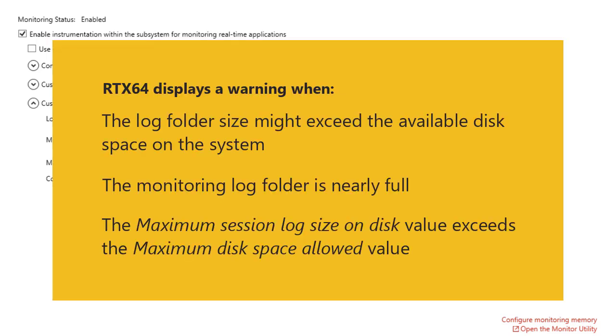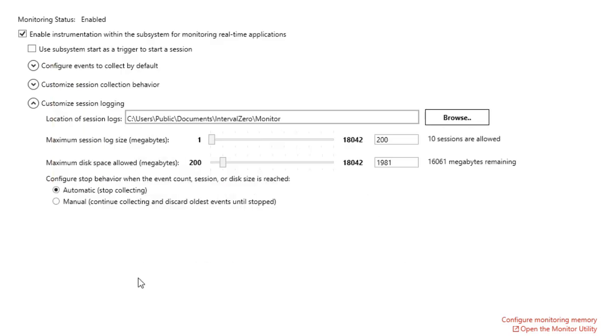RTX64 displays a warning message when the log folder size might exceed the available disk space on the system, when the monitoring log folder is nearly full, or when the maximum session log size on disk value exceeds the maximum disk space allowed value. Under Customize Session Logging, you can also configure how monitoring behaves when the event count, session, or disk size is reached. For these conditions, you can choose to stop collecting events automatically or continue by discarding older events until monitoring is stopped.